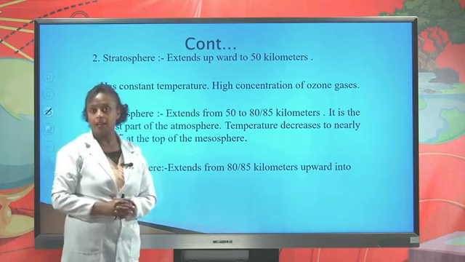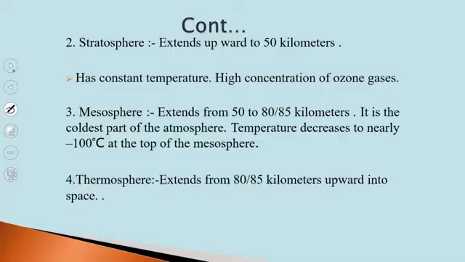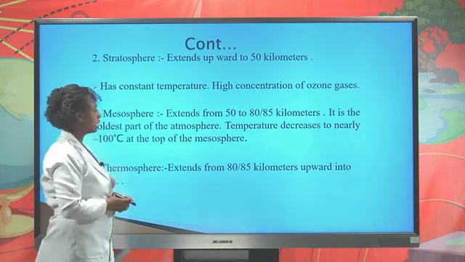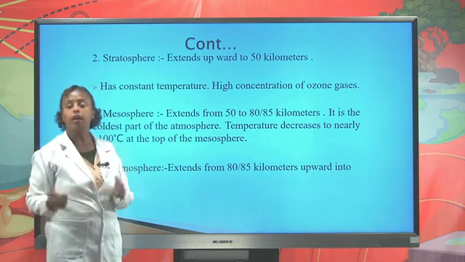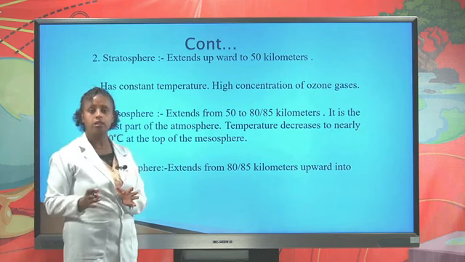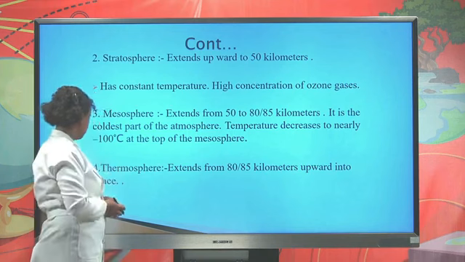Stratosphere is the second layer of the atmosphere. It extends 50 kilometers above sea level. It has a constant temperature because it contains a high concentration of ozone gas. Mesosphere is the third layer of the atmosphere. It extends 50 to 80 or 85 kilometers above sea level. It is the coldest layer of the atmosphere.